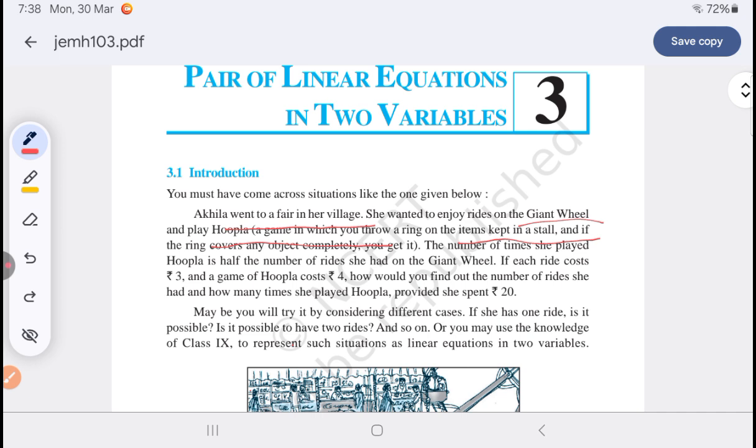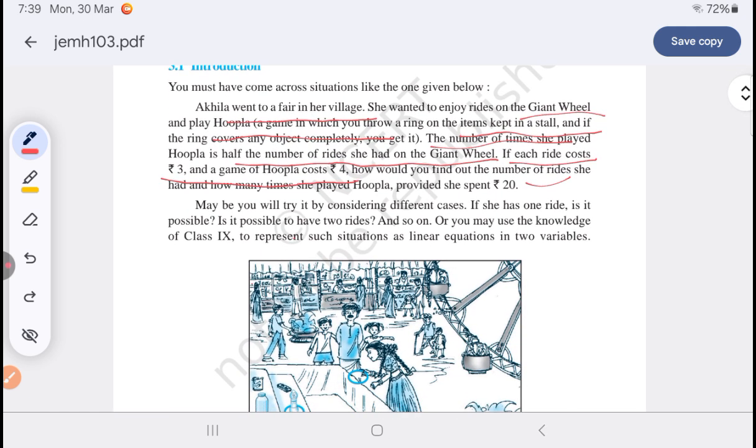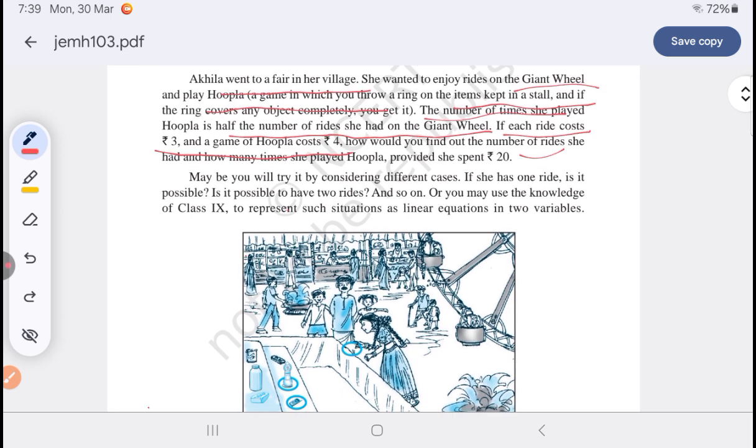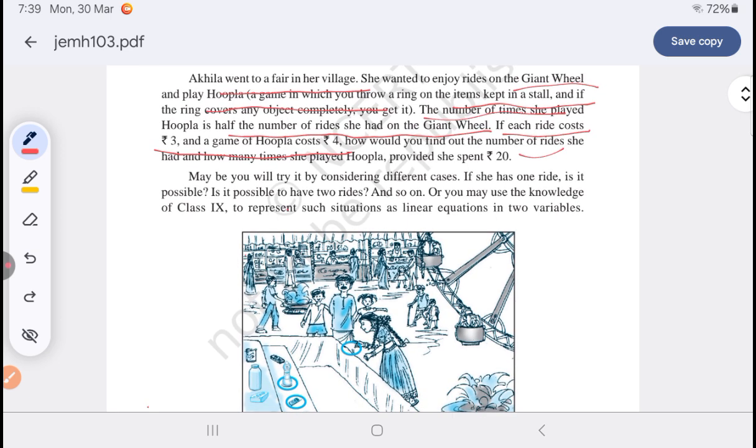The number of times she played hoopla is half the number of rides she had on the giant wheel. So this is one condition. If each ride costs 3 rupees and a game of hoopla costs 4 rupees, how would you find the number of rides she had and how many times she played hoopla, provided she spent a total of 20 rupees? So there are two conditions. That means two linear equations in two variables.